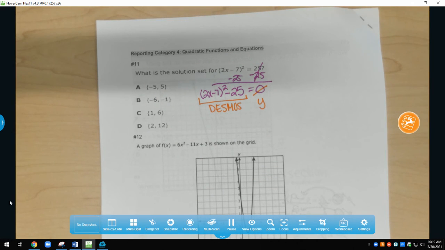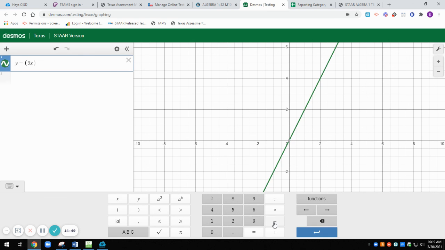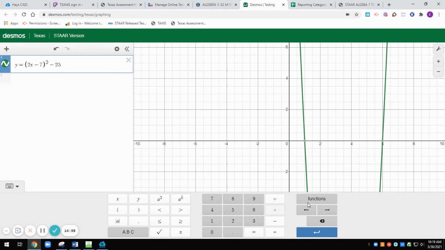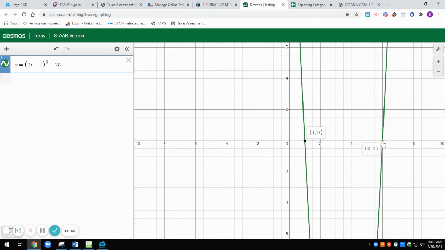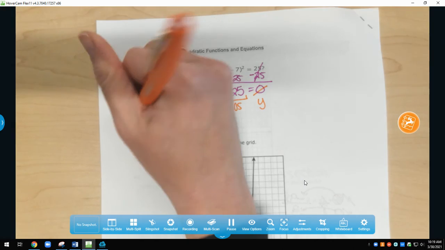So we're going to have y equals parentheses 2x minus 7, close the parentheses, squared, minus 25. And we're going to see where it crosses. So 1 and 6 would be our solution sets. So that should be C.